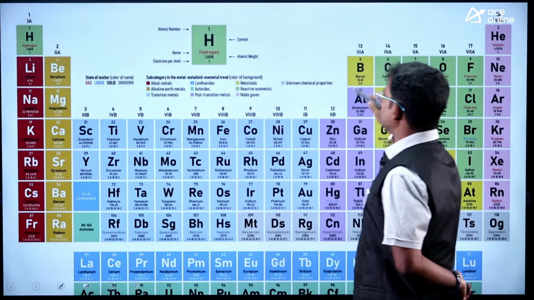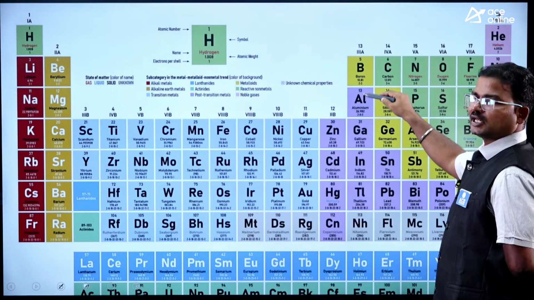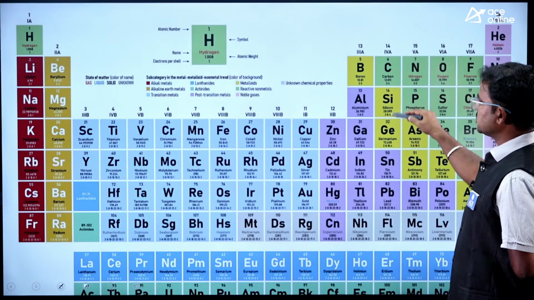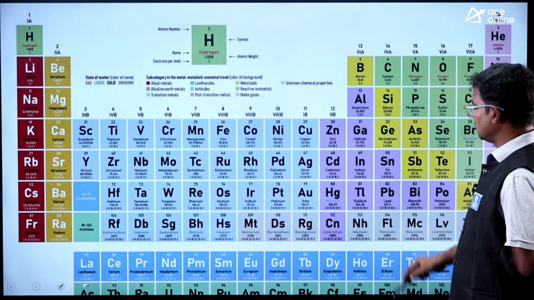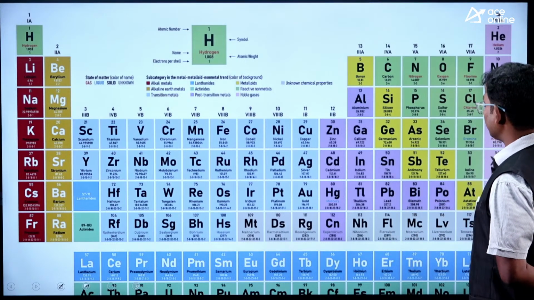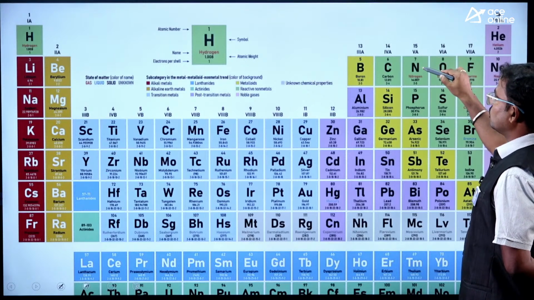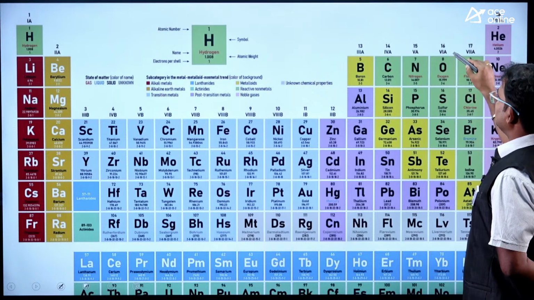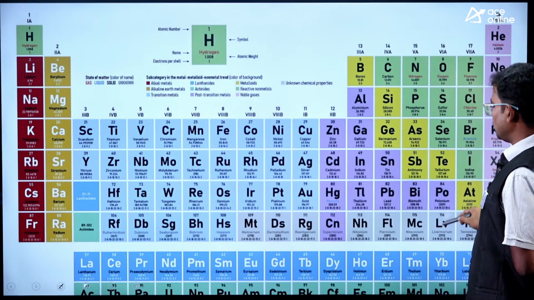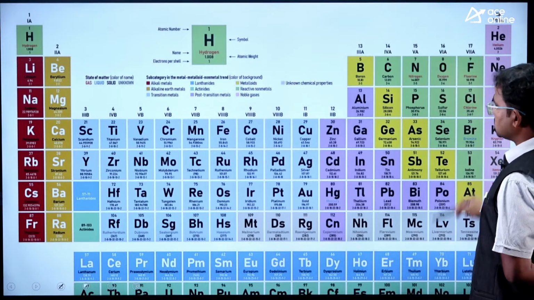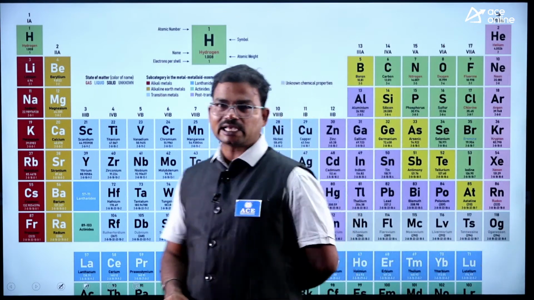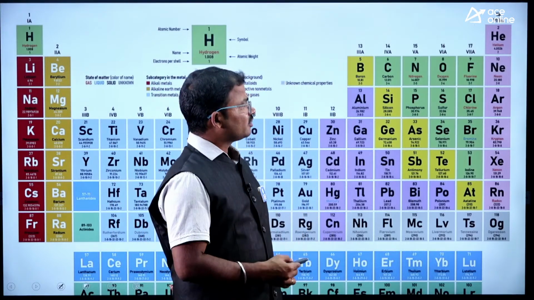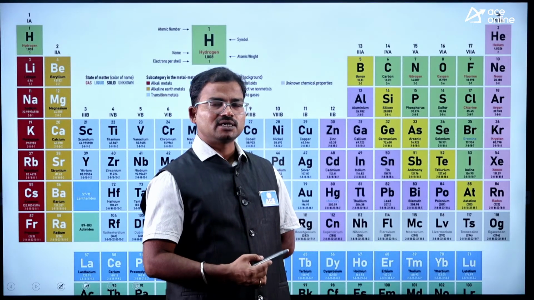Next, the 13th group or 3rd A group: boron, aluminium, gallium, indium, thallium, nihonium. Next, the 4th A group: carbon, silicon, germanium, tin, lead, flerovium. The 5th A group: nitrogen, phosphorus, arsenic, antimony, bismuth, moscovium. The 6th A group: oxygen, sulfur, selenium, tellurium, polonium, livermorium. The 7th group: fluorine, chlorine, bromine, iodine, astatine, tennessine. The last one: helium, neon, argon, krypton, xenon, radon, oganesson.